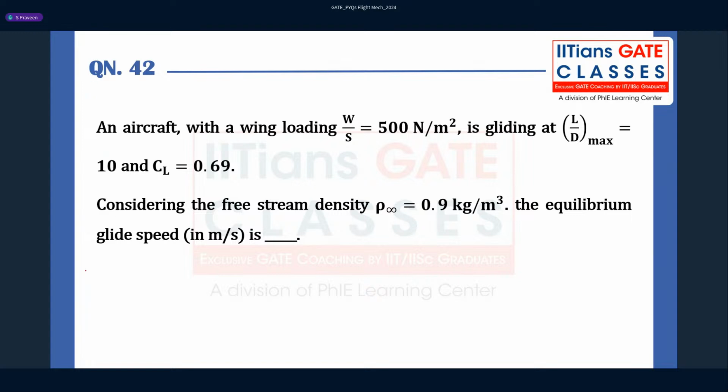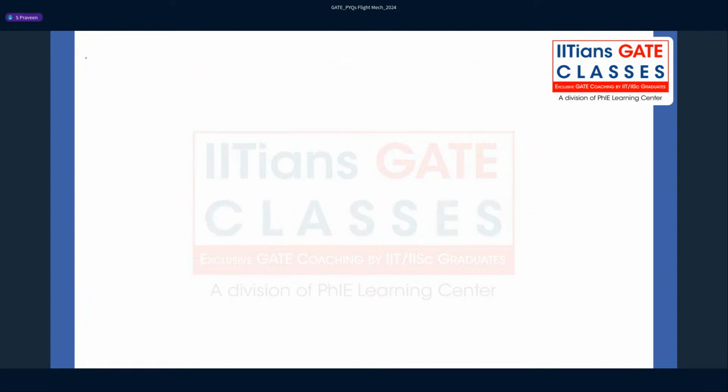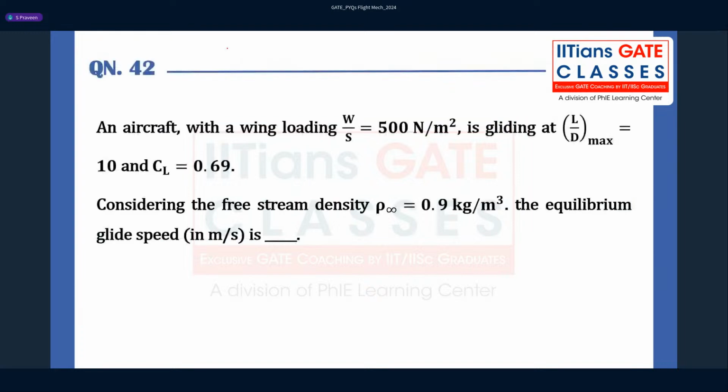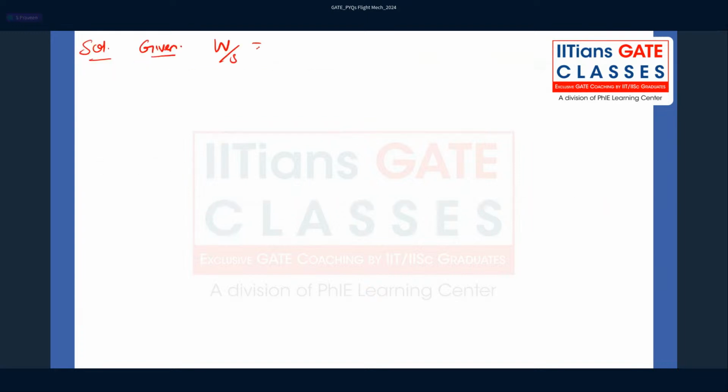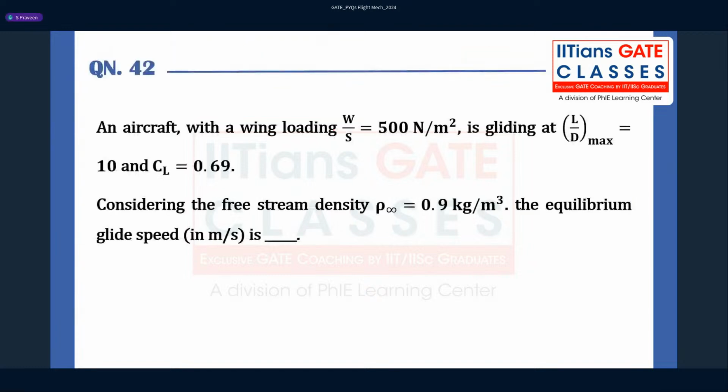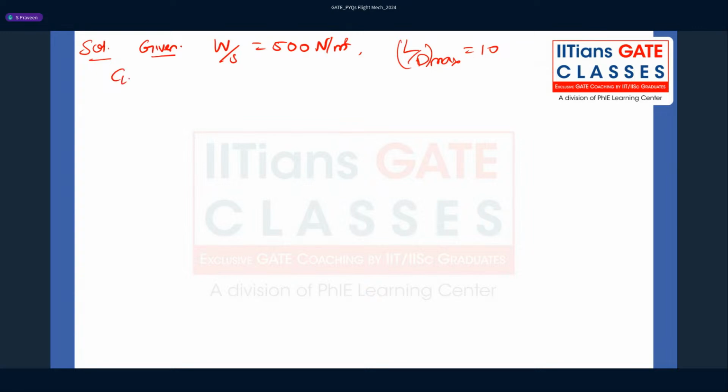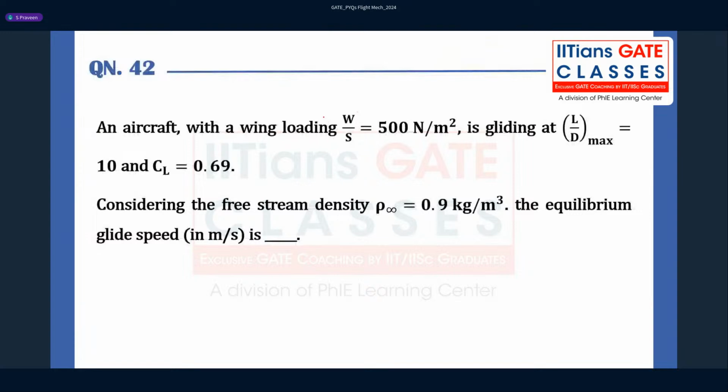Let's do this. Let me write down the given data. The wing loading is given, which is 500 Newton per meter square, L by D max is given as 10, CL is 0.69, and rho infinity is 0.9.